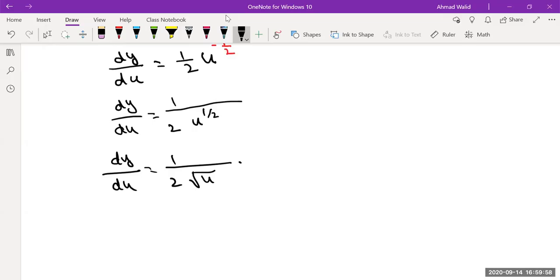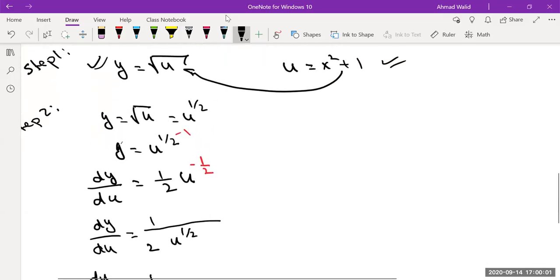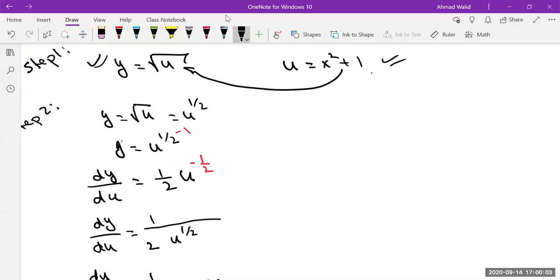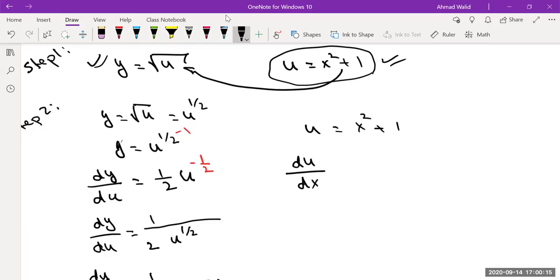Let's stop here. Go find the derivative of the second function, this function. U equals x squared plus 1. Look for du over dx. The derivative of this function with respect to its variable, which is x, right? What is the derivative of x squared? The derivative of x squared is 2x, and the derivative of a constant is 0. It means your du dx is 2x.